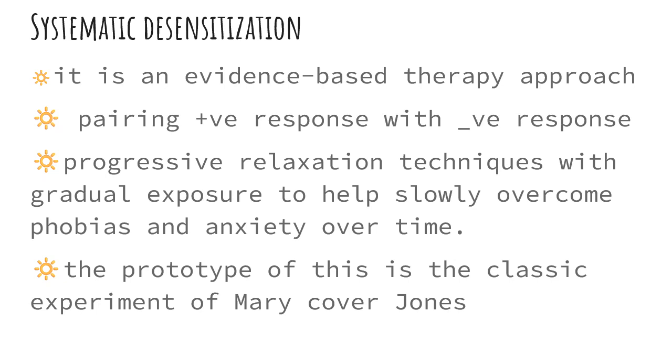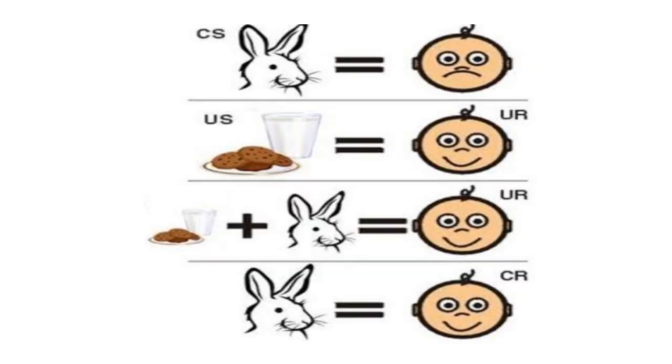The prototype of this is the classical experiment of Mary Cover Jones. This is one example where classical conditioning was used. Here they gave a rabbit. Obviously people who are not exposed to a rabbit will react in a certain way, right? If you give the student or any person a biscuit, cookies, or chocolate, then automatically there will be some response which they like, right?